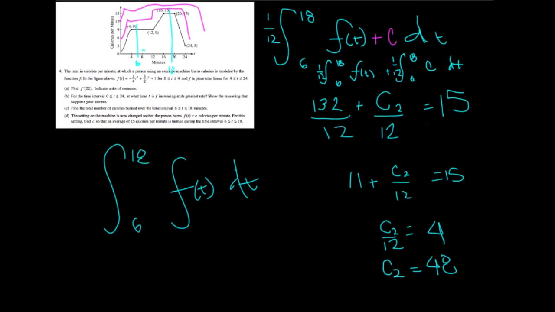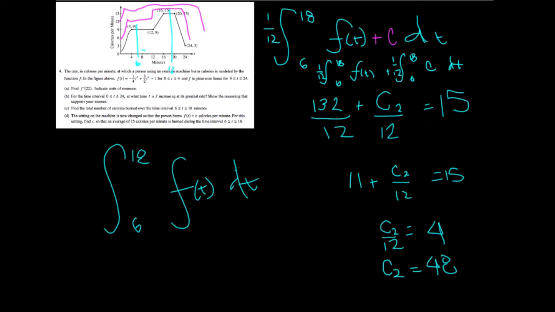Alright, question 4, part D, last part. The setting on the machine is now changed so that the person burns f of t plus c calories per minute. For this setting, find c so that an average of 15 calories per minute is burned during the time interval from 6 to 18. So right here, our boundary is 6 to 18. So now the function has shifted up and down because you're adding c.